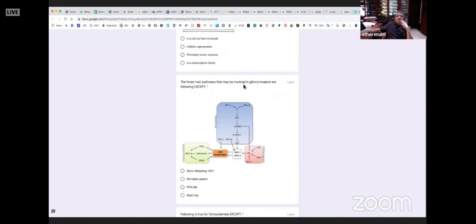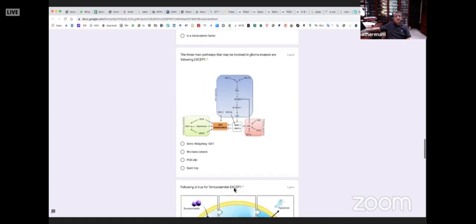The 3 main pathways that may be involved in glioma invasion are the following except. So actually I did put the picture in there. One of them is sonic hedgehog pathway, which is this one, sonic hedgehog and GLI1. Wnt beta-catenin pathway, which is this one. And PI3K-AKT pathway, which is this one. And then SOX2-MEK. These are the 2 transcription factors that are used in iPSC. So that's the wrong answer. That's the answer. Except. So except this one.